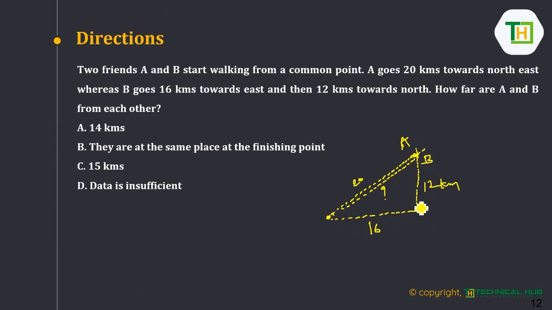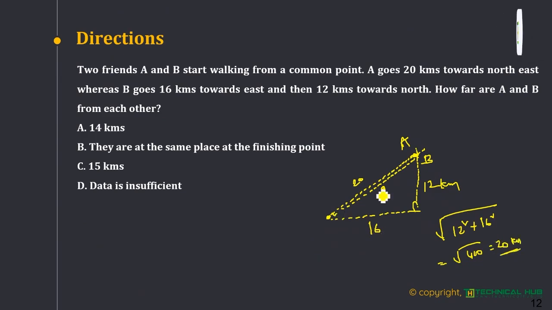Consider this as a right angle triangle, 12 and 16 are the two sides. The hypotenuse value should be the square root of 12 square plus 16 square, which is the square root of 400, equal to 20 kilometers. So even if I consider the distance moved by B along this northeast direction, it is also equal to 20. So A moved towards northeast and B moved towards east and north, but the distance covered by both of them is the same. That is the reason why A and B will be at the same position. They are at the same place at the finishing point. There won't be any distance between A and B.